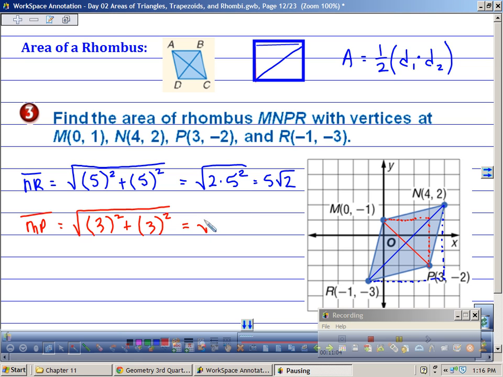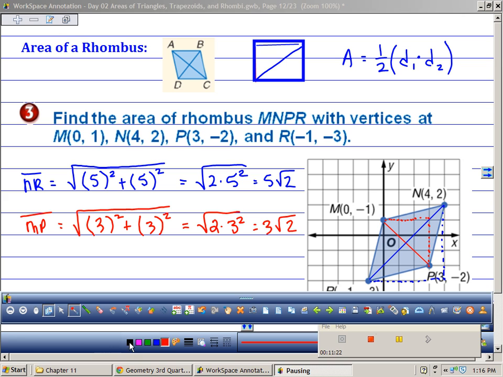Connor's making fun of me. How many 3 squares do I have in there? 2, 3 squared equals what? 3. So we found both of our distances.